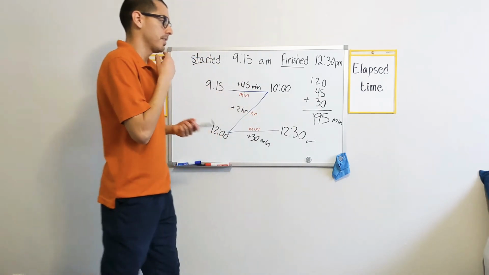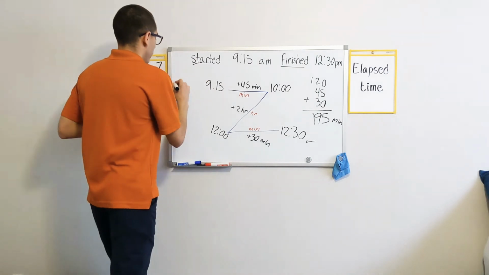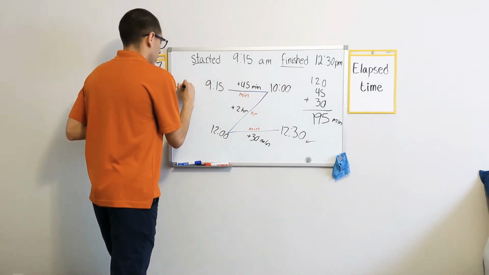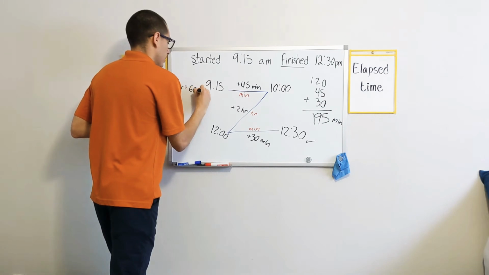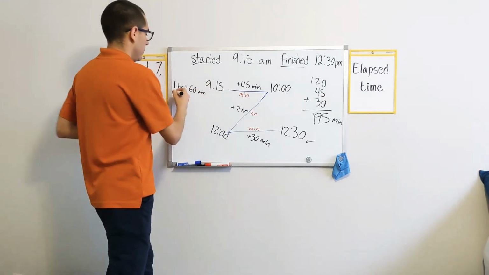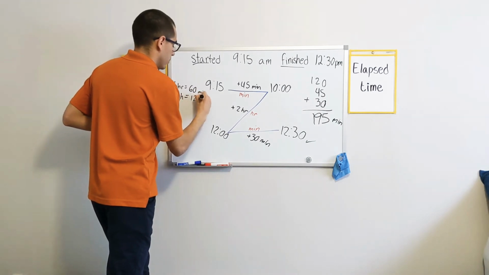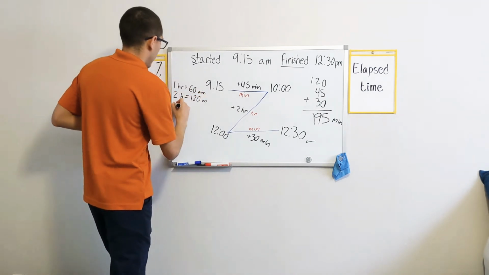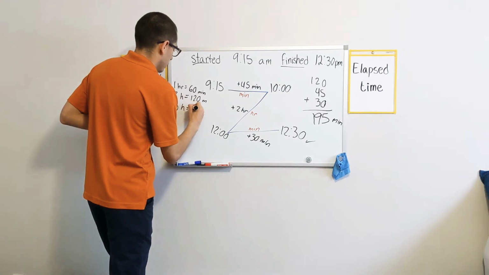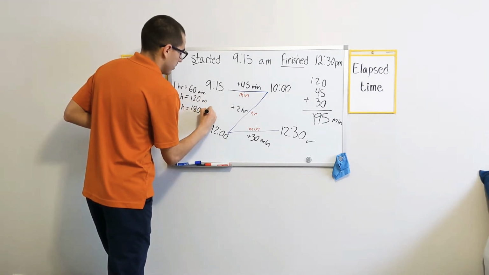Now, how do you do that? Okay. So again, I know that 1 hour equals 60 minutes. I know that 2 hours equals 120 minutes. And 3 hours equals 180 minutes.